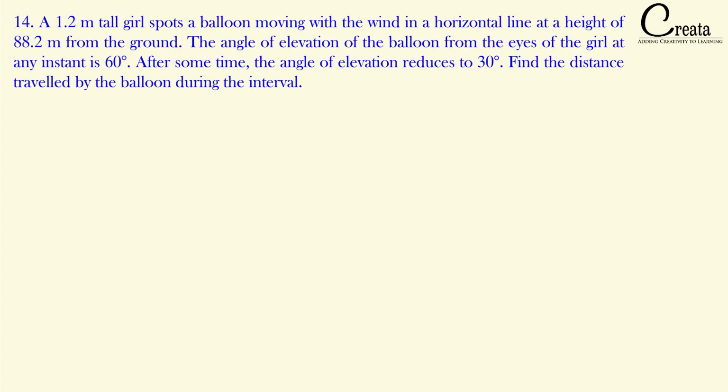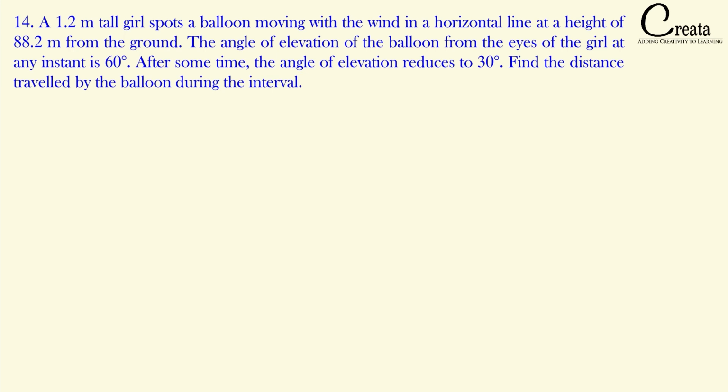Question number 14. A 1.2 meter tall girl spots a balloon moving with the wind in a horizontal line at a height of 88.2 meters from the ground. The angle of elevation of the balloon from the eyes of the girl at any instant is 60 degrees. After some time, the angle of elevation reduces to 30 degrees. Find the distance traveled by the balloon during the interval. So this is the question.